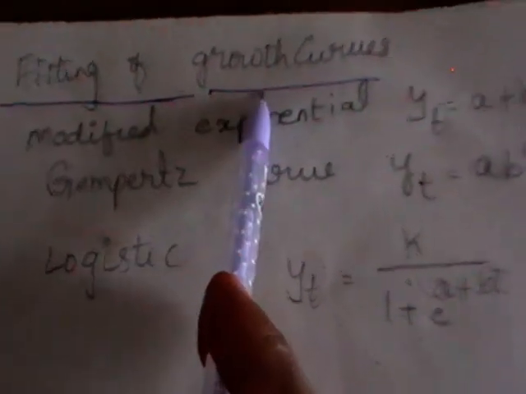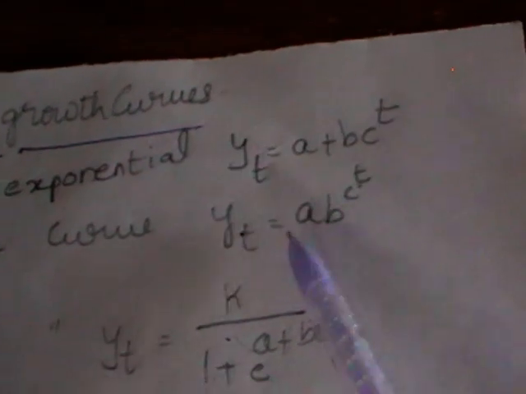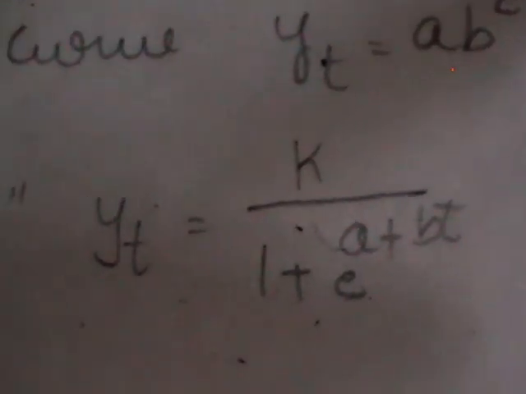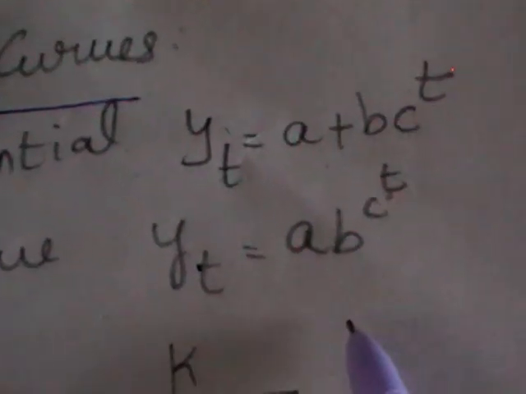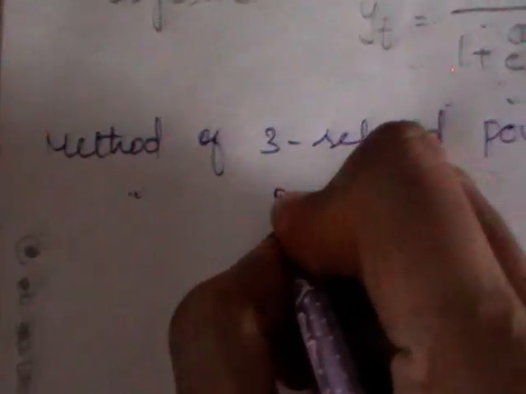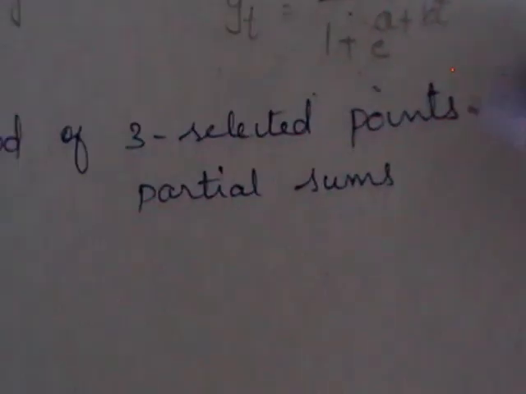These three together are called growth curves, which are of the form modified exponential a plus b c power t, Gompertz a b power c power t, and logistic k by 1 plus e power a plus bt. So we cannot use PLEs to fit these three curves. We are going to use two different methods called method of three selected points and method of partial sums. These are the two methods we use to fit these three growth curves.